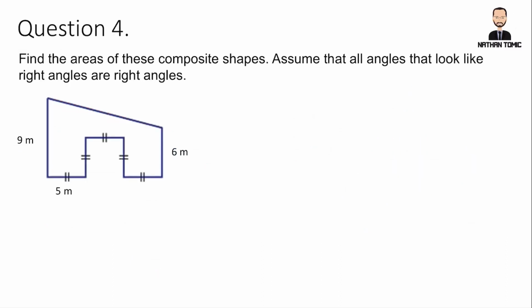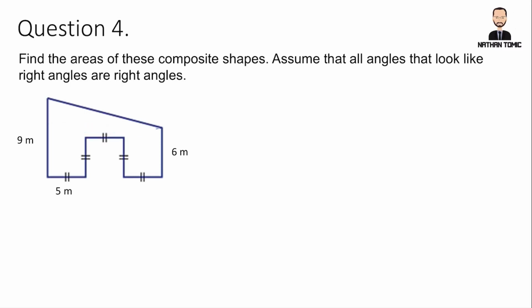Question 4 says, find the areas of these composite shapes. Assume that all angles that look like right angles are in fact right angles. So we need to look at this shape carefully. First of all, we might be tempted to draw a dotted line across here and make this into a triangle. But what we'll quickly see is that it actually doesn't join up with anything that's useful. We could maybe find that triangle, but then we've got this weird shape through here that's not very easy to find. So there might be a better way to do this.